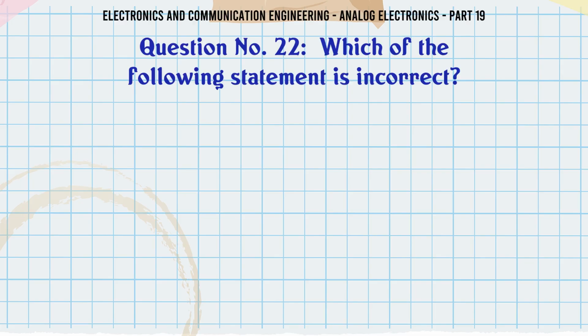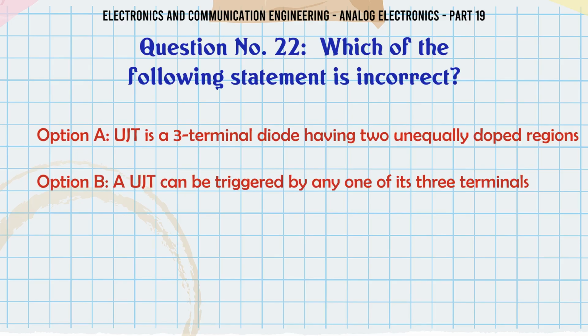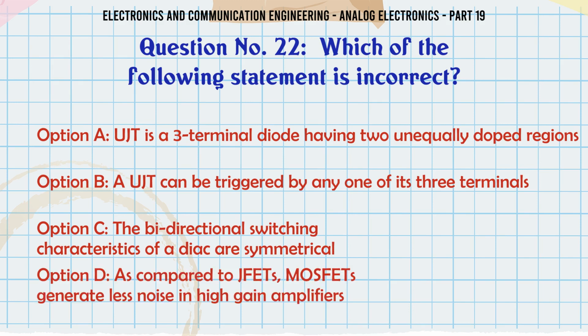Which of the following statements is incorrect? A. UJT is a 3-terminal diode having 2 unequally doped regions. B. A UJT can be triggered by any one of its 3 terminals. C.